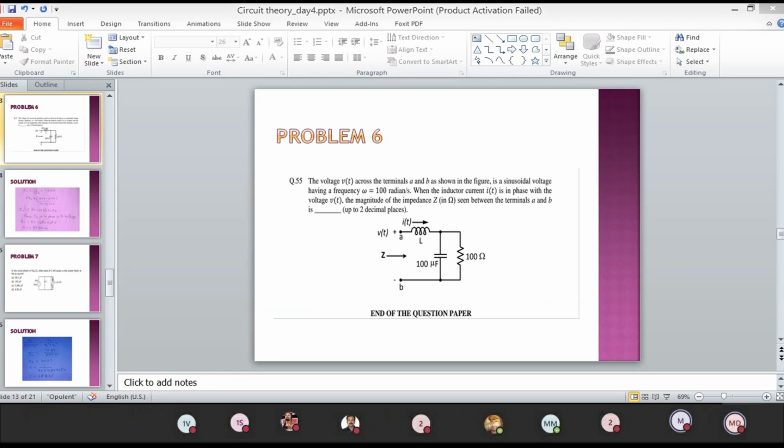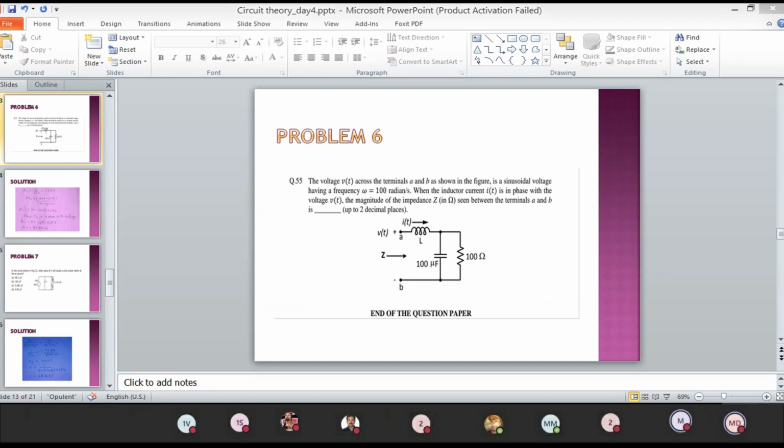So kindly understand, students, whenever an AC circuit comes into the picture, the phase relation is very, very important. For a pure inductor, the current lags the voltage by 90 degrees. For a pure capacitor, the current leads the voltage by 90 degrees. For a resistor, the voltage and current are in phase.